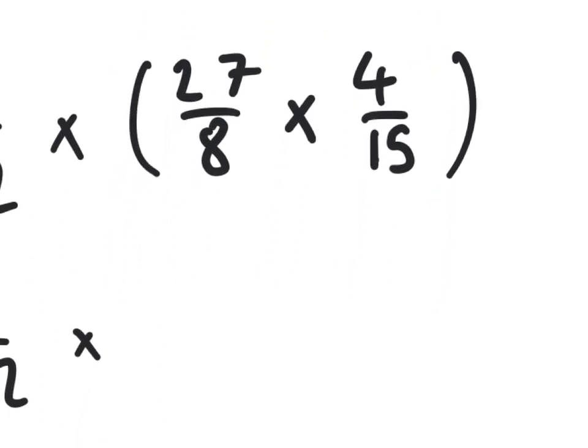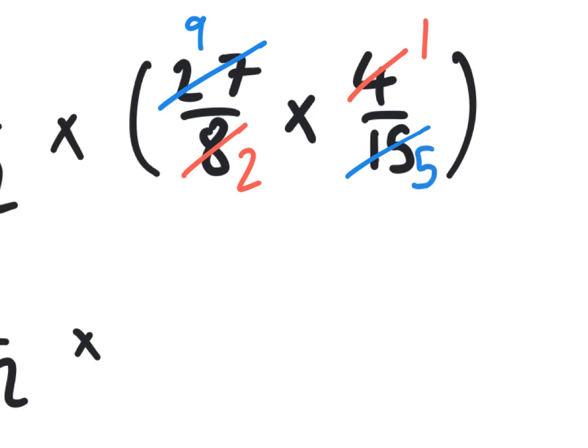I could, if I want, go and do 27 times 4 and 8 times 15, but this has been set up deliberately for us to simplify first. The 8 and the 4, that is crying out to be divided by 4. So 4 goes into 4 once, 4 goes into 8 twice. The 27 and 15 both of those have got a factor of 3. So 3 goes into 27 9 times, and 3 goes into 15 5 times.